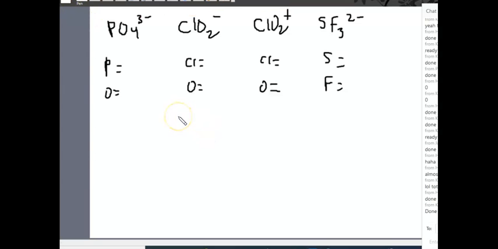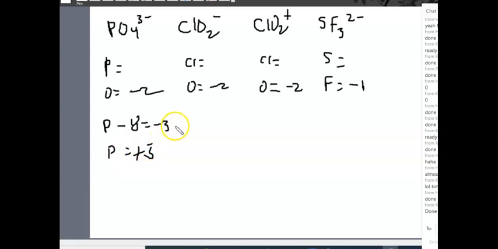Okay, let's go over this. So oxygen, -2. I can do this without even... It's always -2. And fluorine, remember, is always -1. All right, so for the phosphorus, it'll be phosphorus -8 equals -3. So the phosphorus will be a +5. Okay?